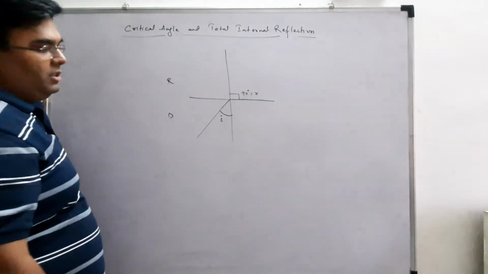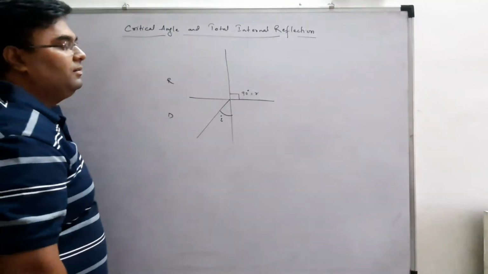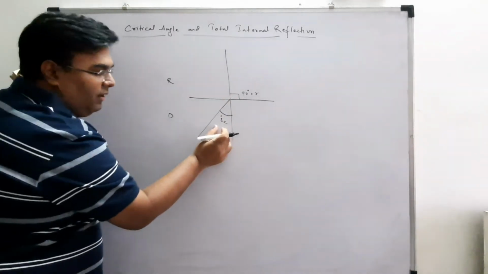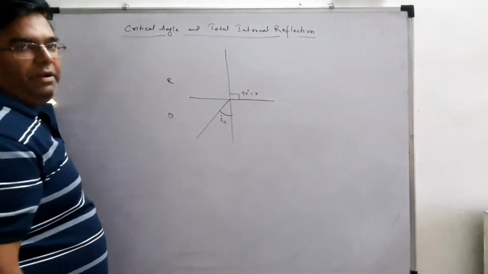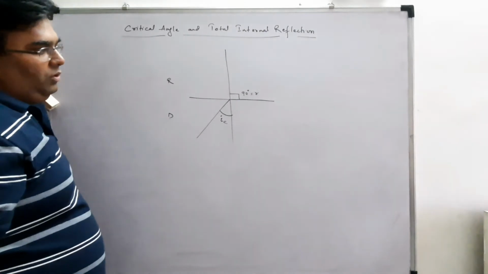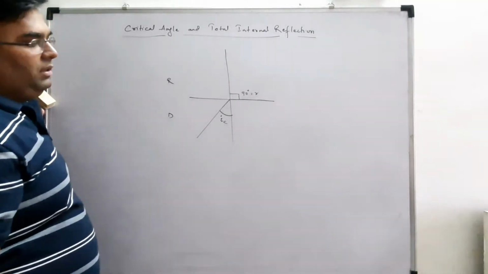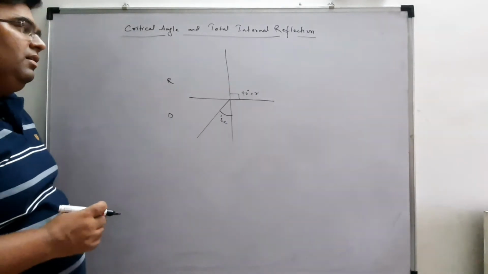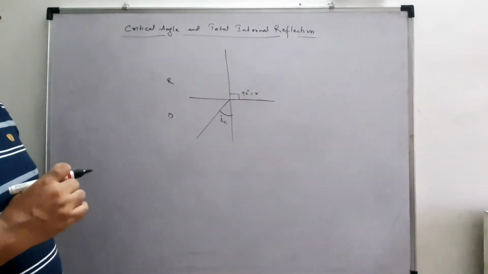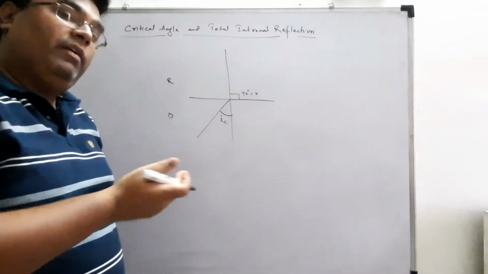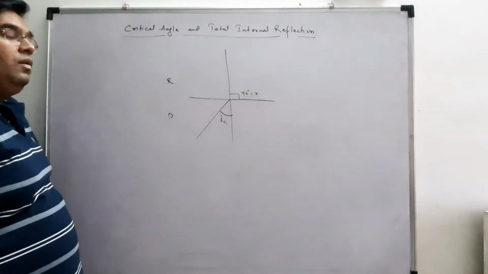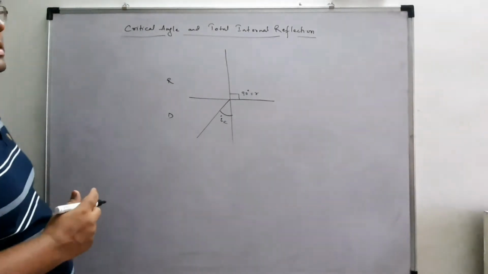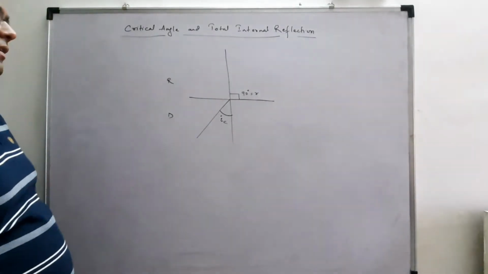This angle is known as the critical angle for any medium, right? This is the critical angle for this denser medium. So you can define it as: the critical angle of any medium is the angle of incidence, when the medium is kept along with a rarer medium, such that the angle of refraction becomes 90 degrees.